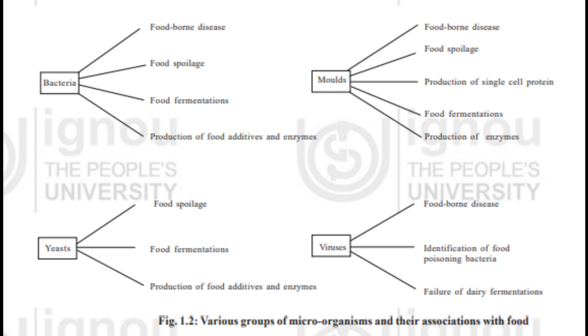Foodborne disease can be caused by some protozoa, and others belonging to this group are important in the treatment of wastes. Algae are used to produce alginates. Some have the potential for use in the production of single-cell protein, and some marine species produce toxins that might enter our food along with seafoods.